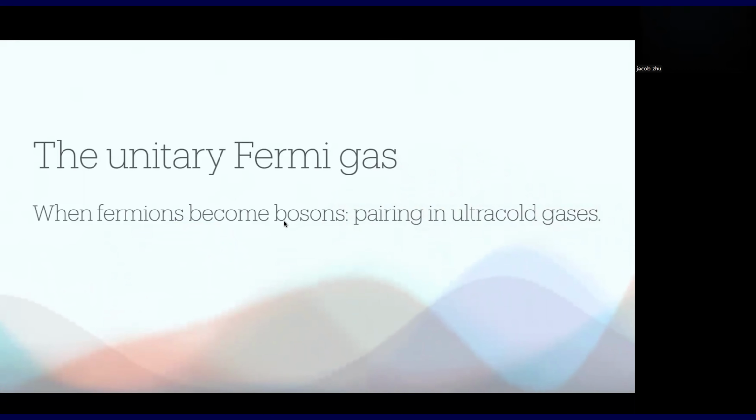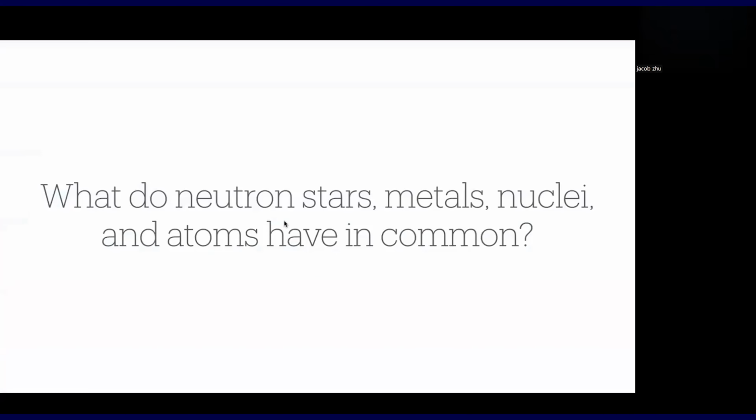So I will do a 15 minute introduction, with very general concepts, to understand this unitary Fermi gas and how interesting it is. I think it's a perfect system for experimentalists and theorists. My guideline for the first part is: what do neutron stars, metal, and nuclei atom have in common? That's the question I'd like to answer.